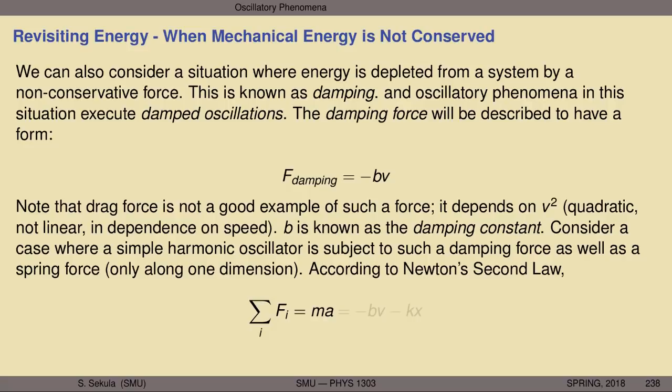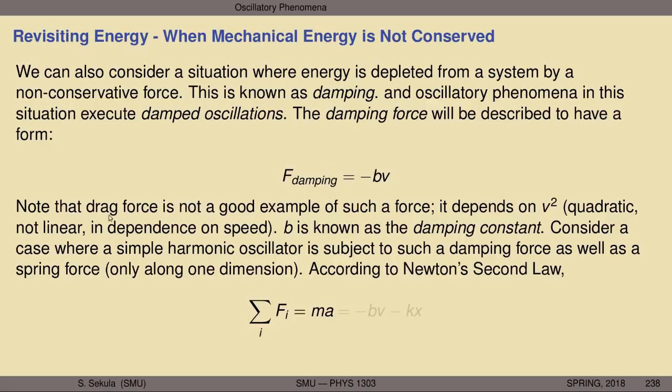The force that does this is known as the damping force, and for instance, it can be described as having the following form. A damping force can be proportional to linear velocity. So the slower the phenomenon, the less the damping force. The faster the phenomenon, the greater the damping force. Damping is proportional to speed. And it's a force that depletes. It acts against the motion, so it's negative b times velocity. b is known as the damping constant. It's independent of velocity. And depending on the situation we're in, it can be bigger or smaller. I'll give you an example of this in a moment.